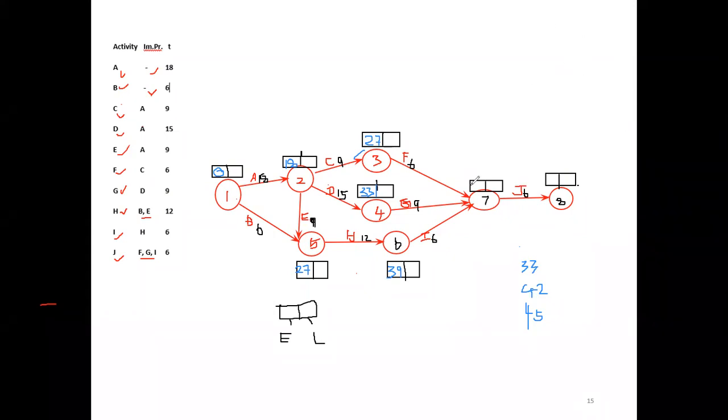Now put the 45 in the EST. So here 45. Take the highest one. In the forward pass computation, we have to consider the highest one. Even if the earlier ones finish, we have to wait. No other activity starts. Then here only one road, 45 plus 6, 51. So now 51.